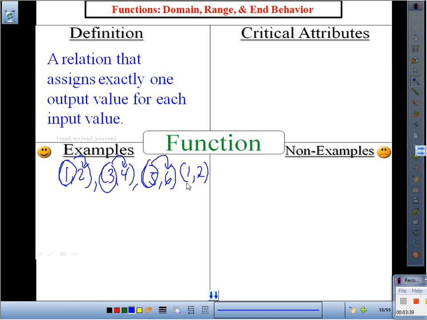Tell your neighbor why I put this point in order to confirm that it is a function. Xavier, why did I put that extra one? Yeah, so if 1 is the input and 2 is the output, the second time 1 comes up, 2 has to be the output also. So this is a function, yes?